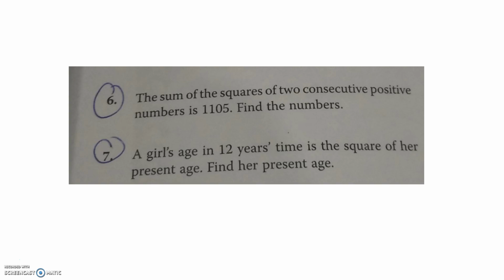First question: the sum of squares of two consecutive positive numbers is 1105. Find the numbers. The second question: a girl's age in 12 years' time is the square of her present age. Find her present age. Very simple questions that involve algebra. So we will quickly do question 1.